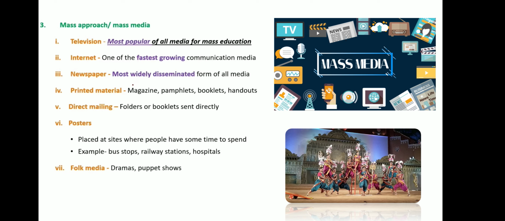Now we move on to the last approach, that is the mass approach. In the mass approach, we have television, radio, internet, newspaper, printed material, direct mailing, posters, and folk media. Beginning with television: television is the most popular of all the media for mass communication. Up until the 1920s, mass communication depended upon posters, books, and newspapers. But then came the radio, followed by the television.